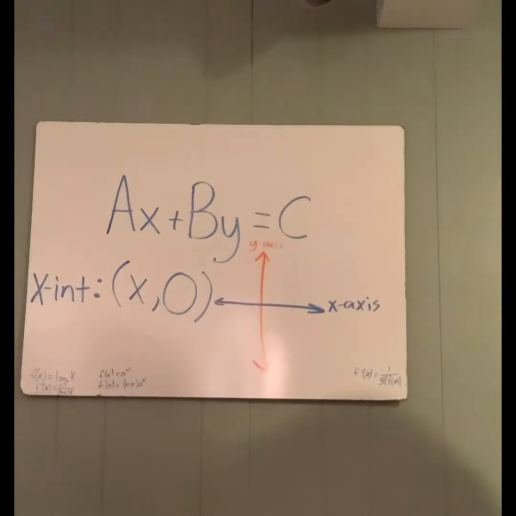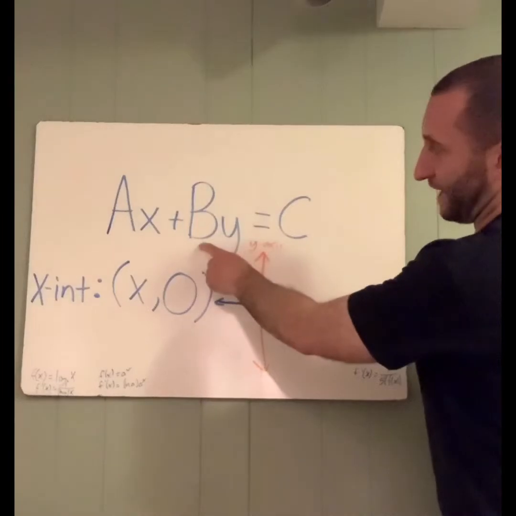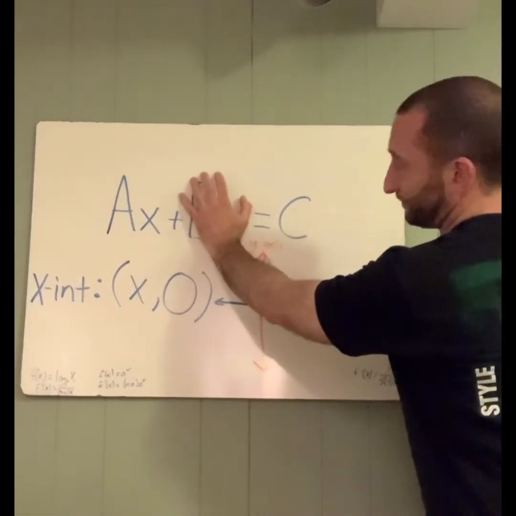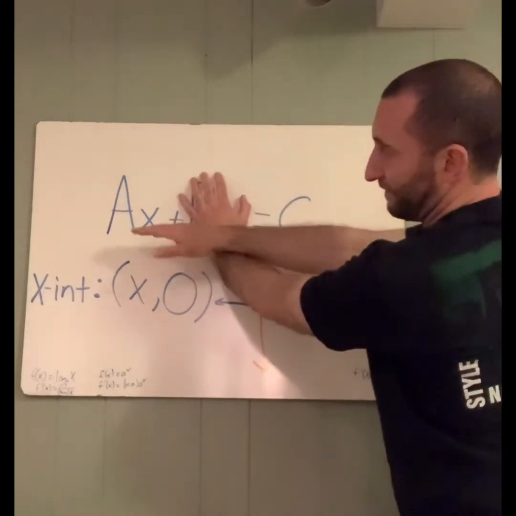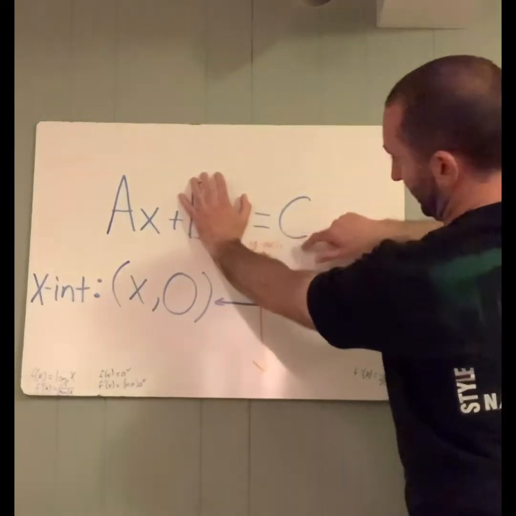So, using that logic, if we plug in 0 for y, what's any number times 0? 0. So it just disappears. And we'd have ax equals c. If we divide both sides by a, we'll have our x-intercept equals whatever c divided by a is.